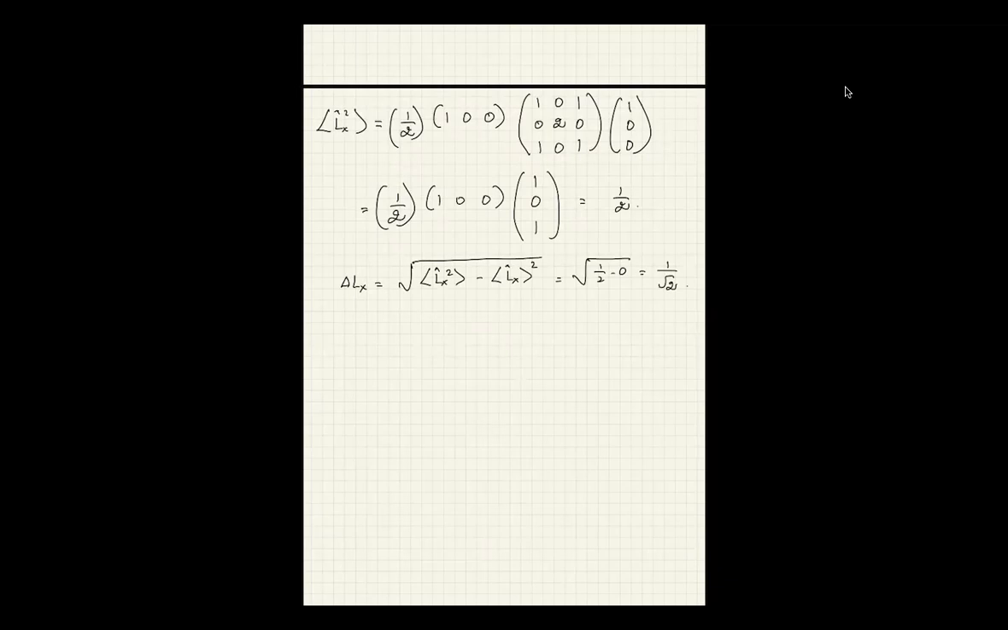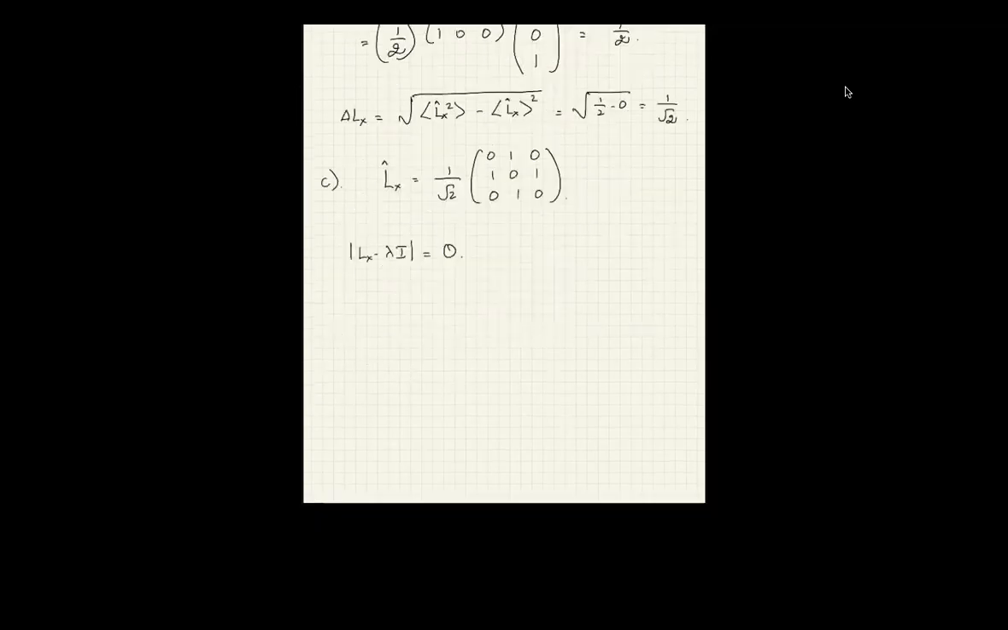Okay. Part C, find the normalized eigenstates and eigenvalues of Lx in the Lz basis. Okay. So you know how to figure out the eigenvalues and eigenvectors pretty easily. So Lx, again, is given by 1 over root 2 times 0, 1, 0; 1, 0, 1; 0, 1, 0.